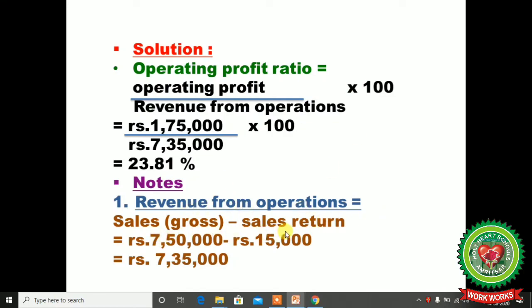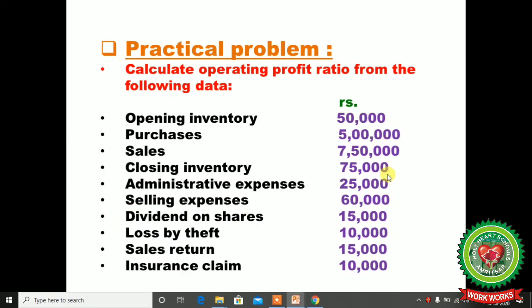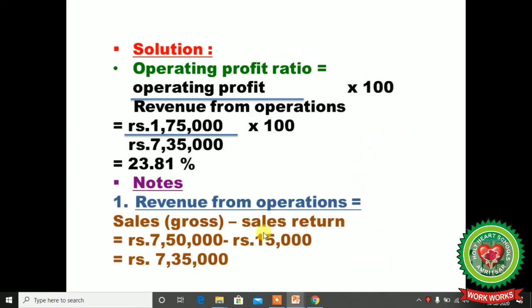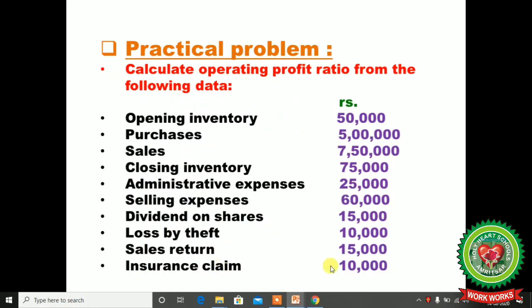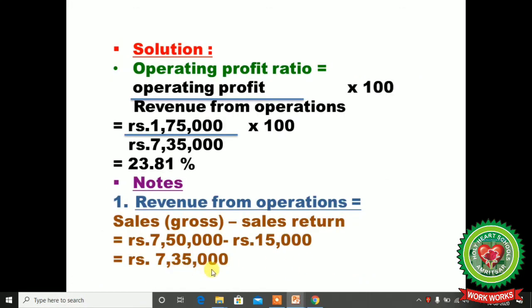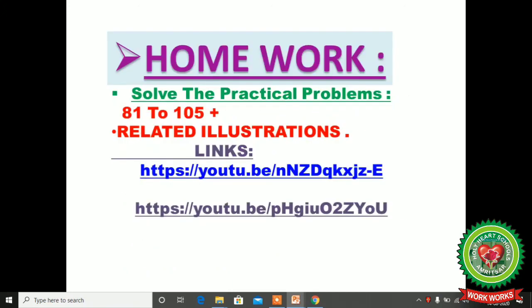Now it's time to find out the revenue from operations: sales minus sales return. See the gross sales given, 7,50,000. Record the return also, 15,000, and deduct it, so 7,35,000 is the revenue from operation. So 1,35,000 divided by 7,35,000, multiplied by 100, gives 23.81%, which is the operating profit ratio of the company. So these are all the ratios of profitability I discussed with you today.